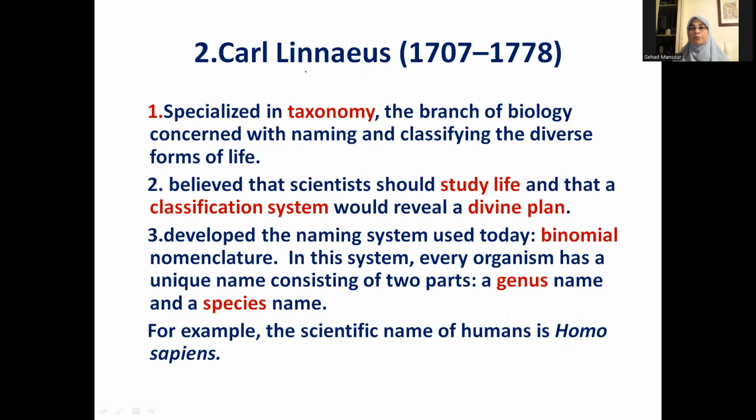And then we have another scientist called Carl Linnaeus, who specialized in taxonomy, which is the classification of the diverse forms of life. He gave names to the animals and to the different living organisms, using a binomial nomenclature. For example, human beings are called Homo sapiens. The first name is given a capital letter, whereas the other name is not. We start with the genus name, and then the second name is the species name. So, of course, a genus will be broader than a species.